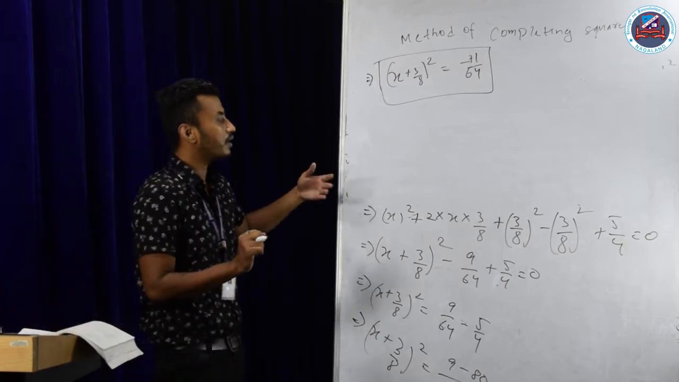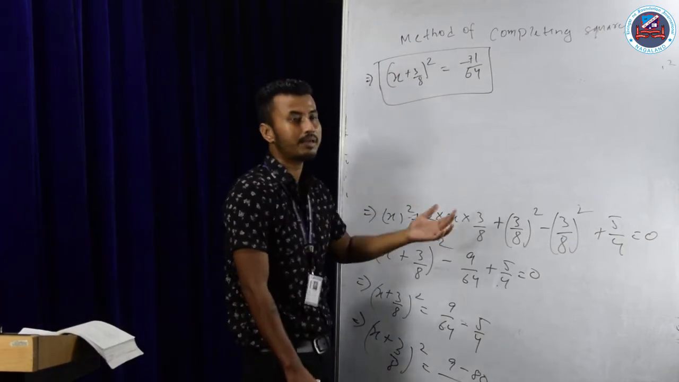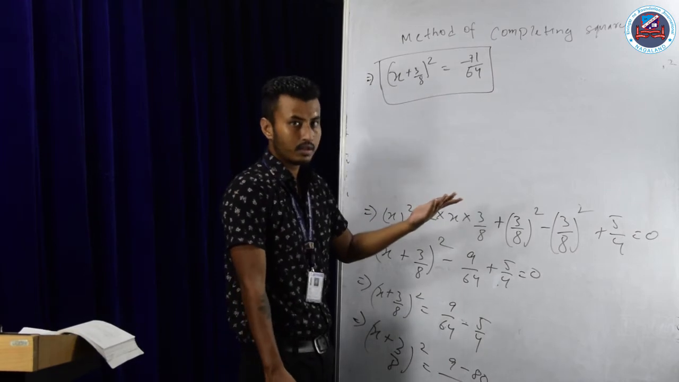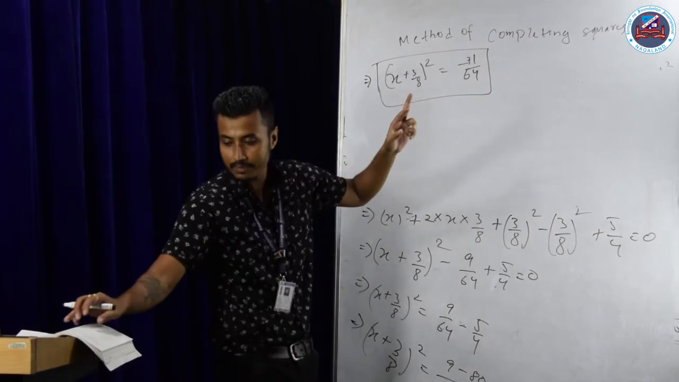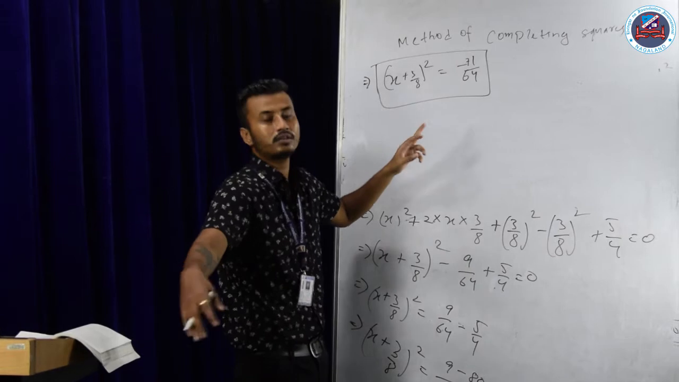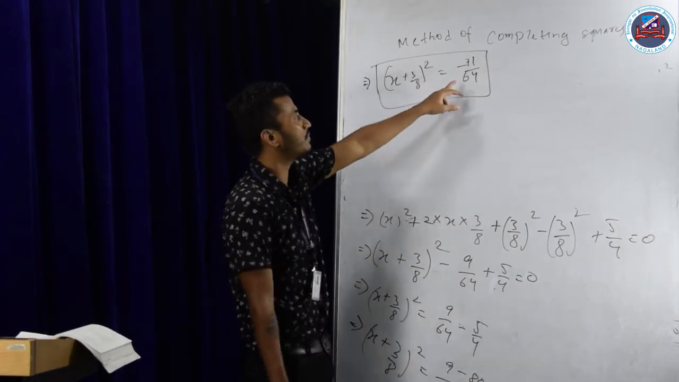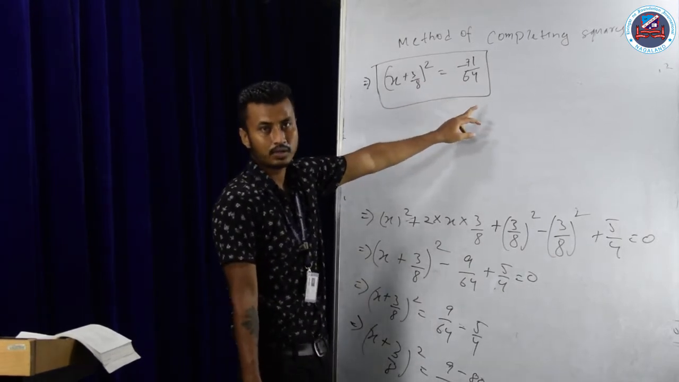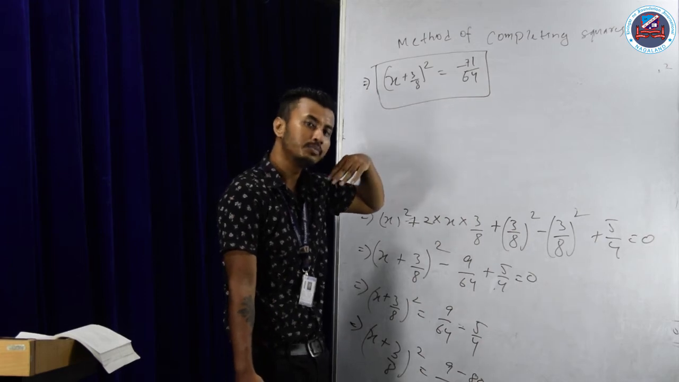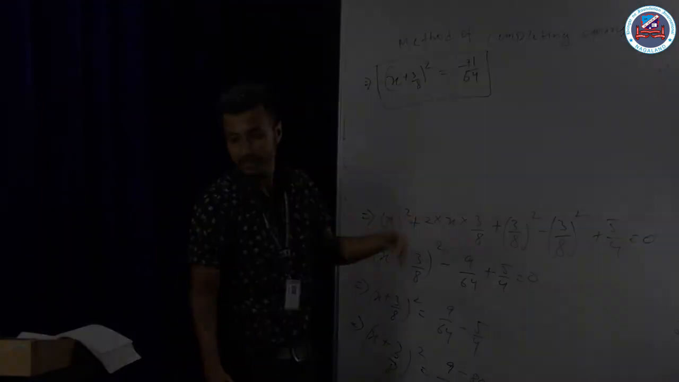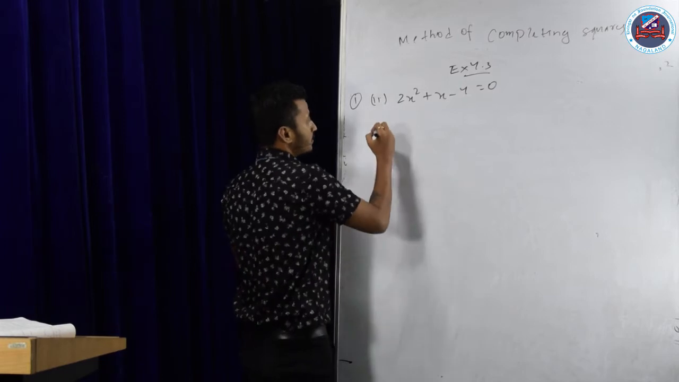See, what you understood from here is how to proceed with the method of completing the square. In this example, on page number 82, you cannot find the answer because the value is coming less than 0. Okay, in order to find the value, it should be more than 0. Okay? Okay, let's try to solve this question now.